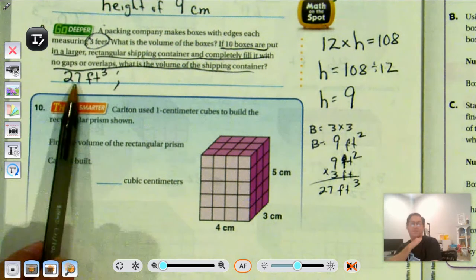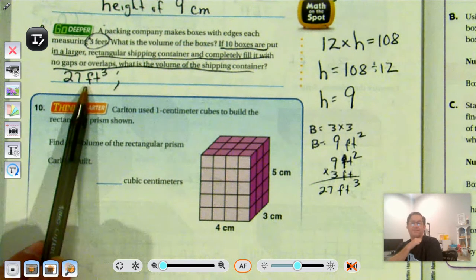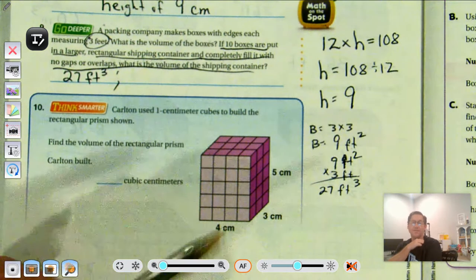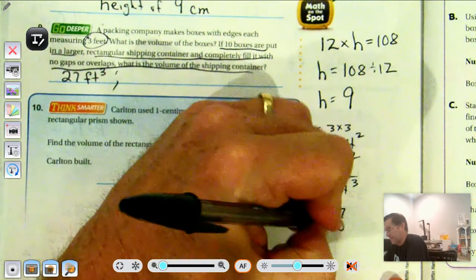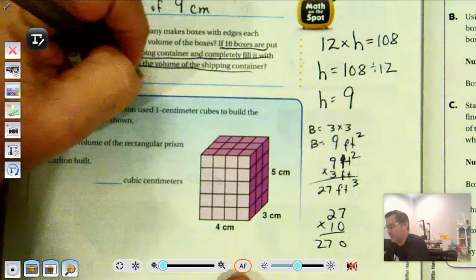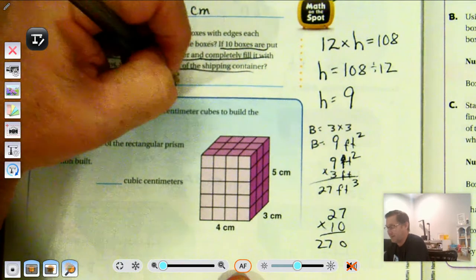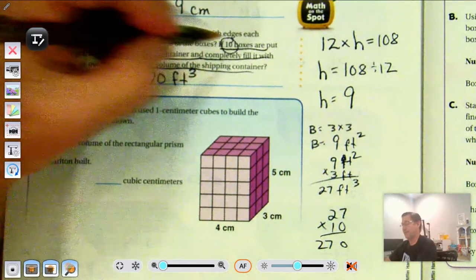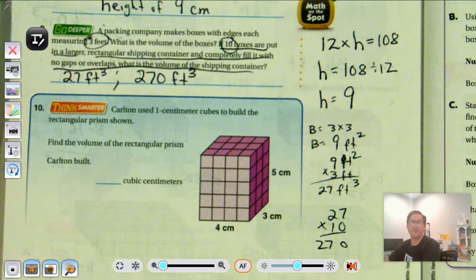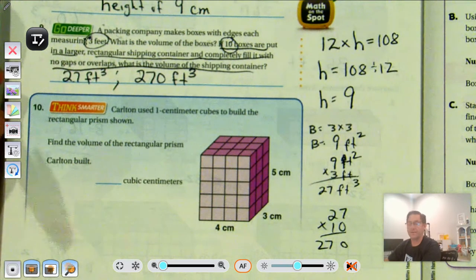Okay, so each box is 27 cubic feet. We're going to put 10 of those boxes together in a larger container. So all we have to do is go 27 times 10. So that would be 270 cubic feet. Okay. 10 boxes, each measuring 27 cubic feet. And number 10.